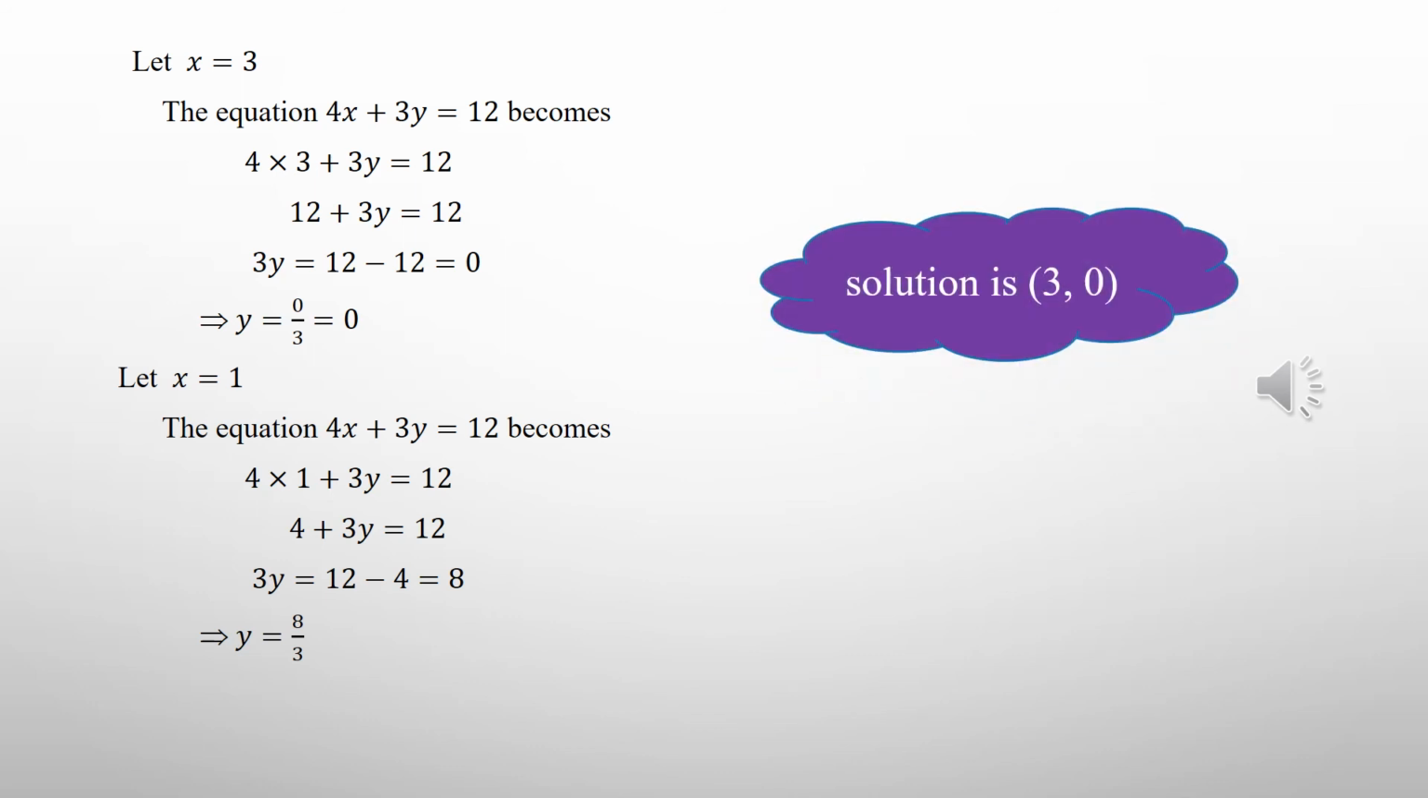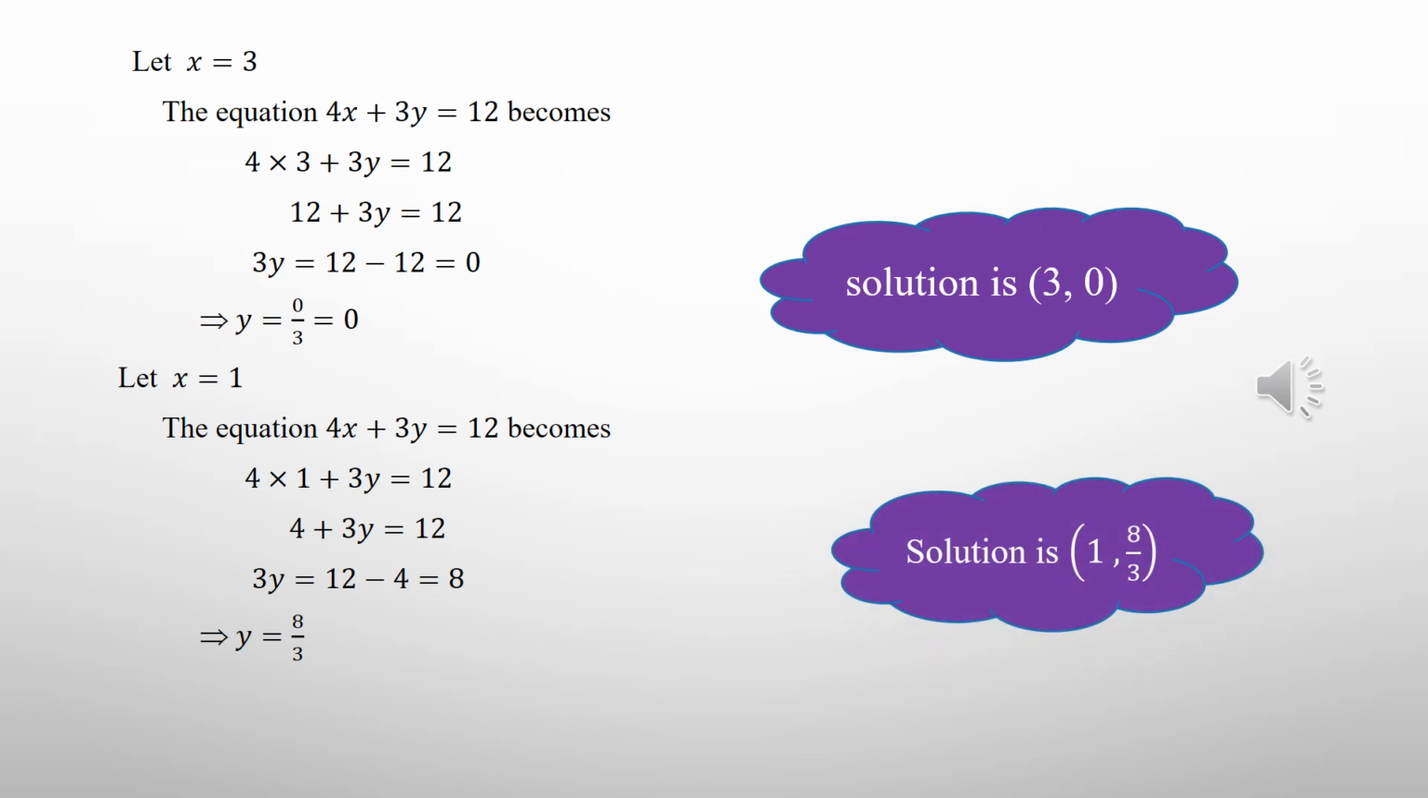Again, let us give x is equal to 1. So, our equation will be 4 into 1 plus 3y is equal to 12. From this, 3y will be 12 minus 4 equal to 8 and y is equal to 8 by 3. So, the solution is (1, 8 by 3). If the question is to find just the solution of an equation, we can give any value for x and the fraction value for y is not a problem. But if we are asked to draw the graph of the solution, it will be convenient if we go for the whole numbers as the solutions.